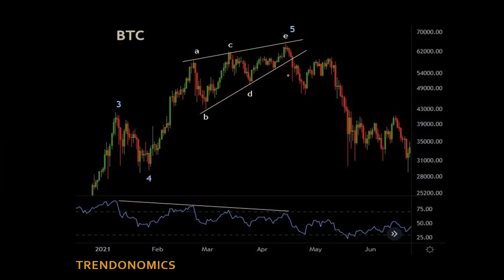And we indeed called out for this correction almost back towards the wave four low of 29,000. Yes, so whenever you spot an ending diagonal, the impending correction would come nearly towards the low of wave four, or nearly towards the beginning of the ending diagonal. So that's the beauty of this pattern. It provides you a good short opportunity or a long exit.